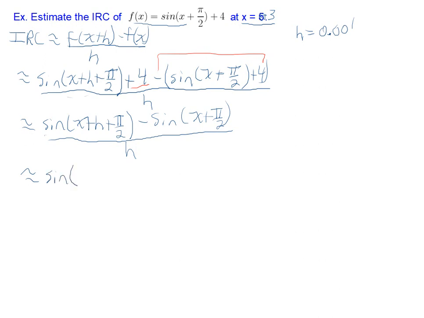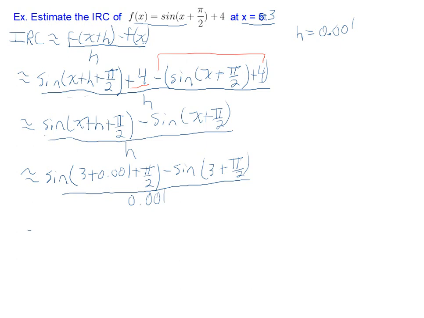So we said x was 3 plus 0.001 plus pi over 2, minus the sine of 3 plus pi over 2. All of that gets divided by 0.001. I think I had one too many zeros there.